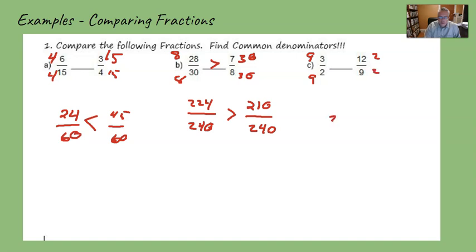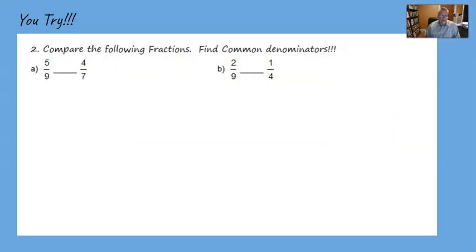9 times 3 is 27. 9 times 2 is 18, so that's equivalent to 27 eighteenths. 12 ninths, if I multiply top and bottom by 2, is going to be equivalent to 24 eighteenths. The first fraction wins. It's bigger than the second one. So 3 halves is greater than 12 ninths.